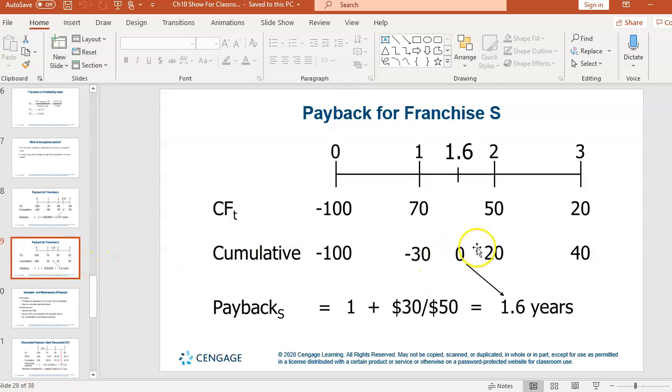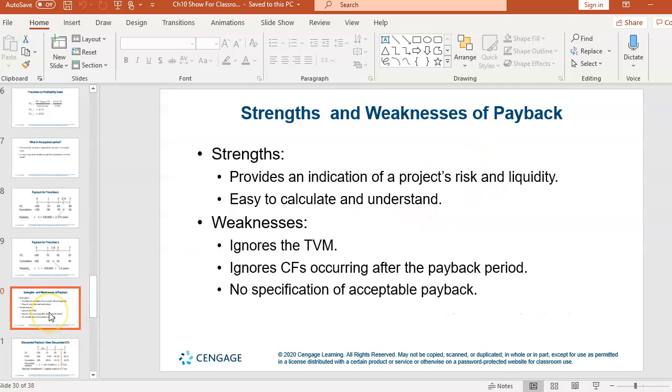Do the same thing for Project S. Project S has that big payback right away in year one. So its payback is shorter. It's 1.6 years. There's good and bad about the payback. The strength is it kind of measures liquidity, right? The shorter the payback, the more liquid the project.